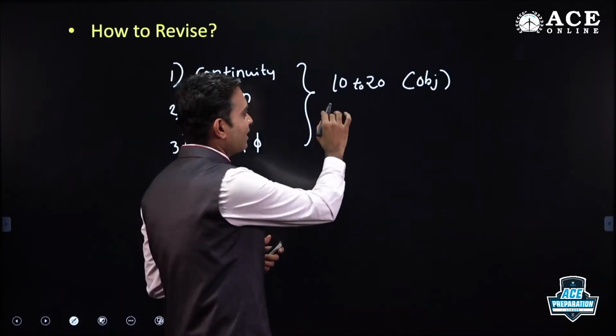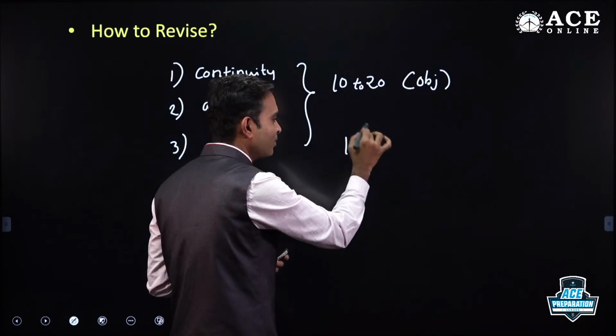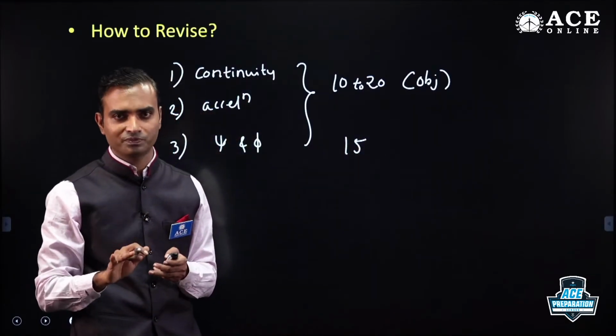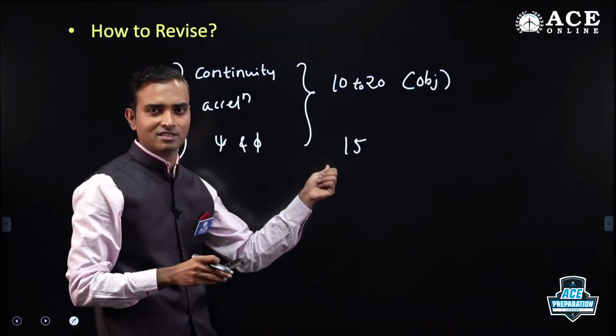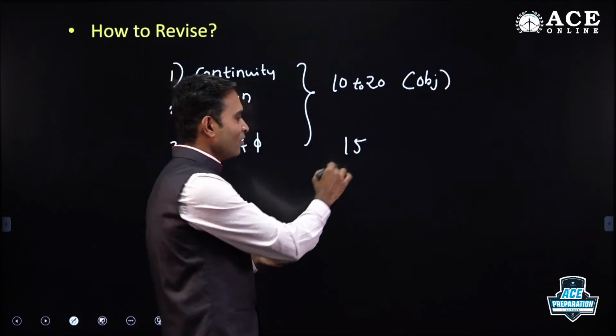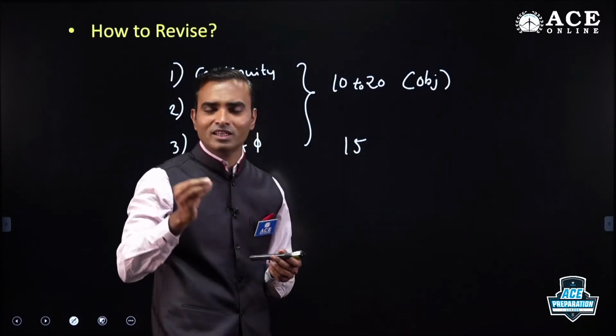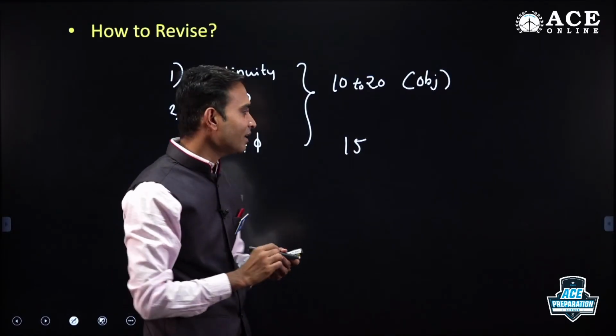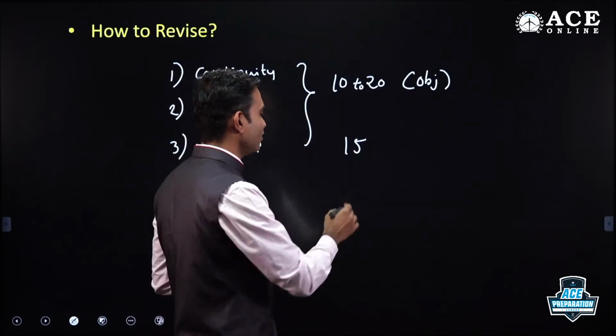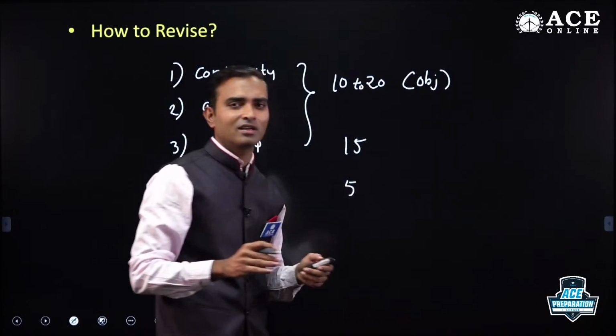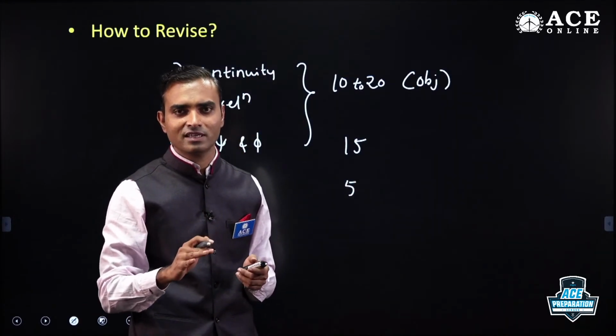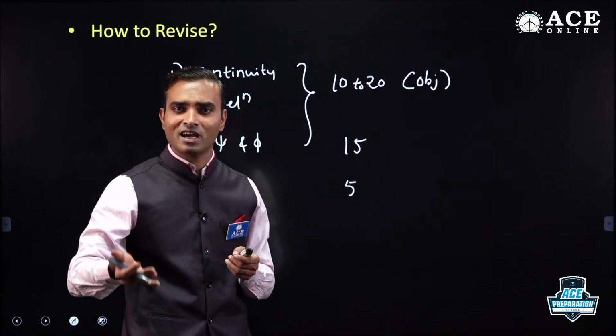See, out of let us say 20 questions, if you are able to solve 15 questions, it means most of the things you know. So this chapter, no need to revise. If you are not able to solve 4 or 5 questions, only that part you can revise. Let us say out of 20 questions, you are able to solve only 5. It means you don't know many things. So in such case, just try to understand which are your weak areas.